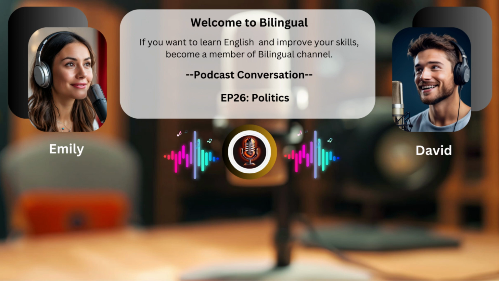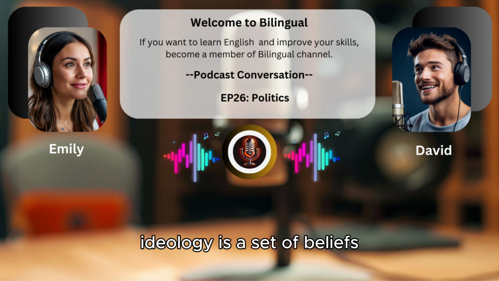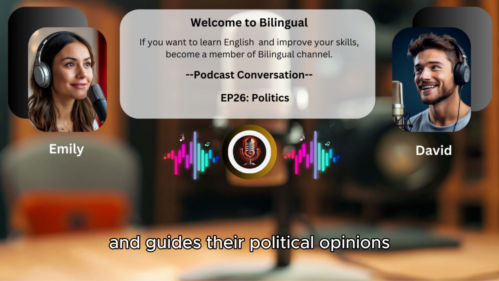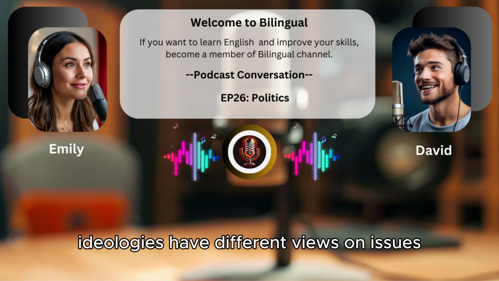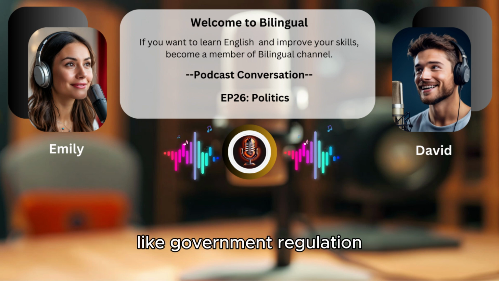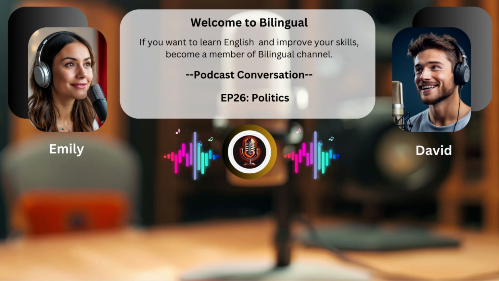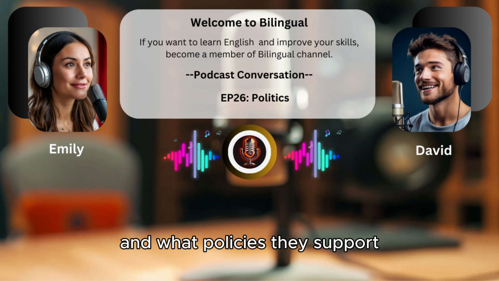True. Another important term is ideology. Ideology is a set of beliefs or values that shapes how people view the world and guides their political opinions. For example, liberal and conservative ideologies have different views on issues like government regulation, taxes, and social policies. That's right. Ideologies can strongly influence how people vote and what policies they support.